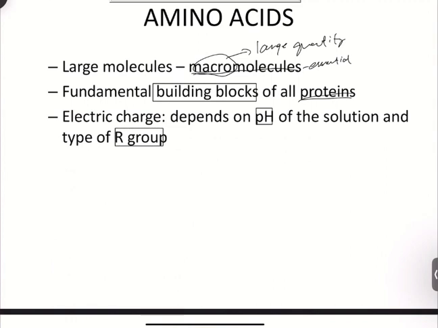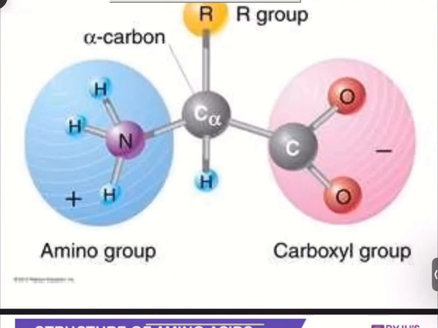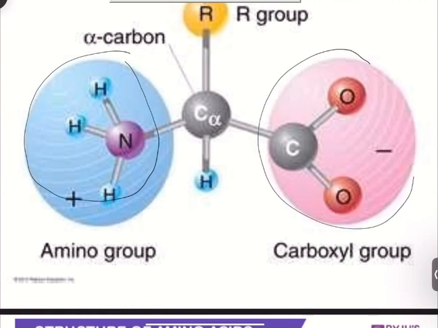So this is a sample of your protein. So you have the amino group here. This is your carboxyl group, and this is the R group attached to it. So your R group will provide you what electric charge your protein will be. It's positive or negative.